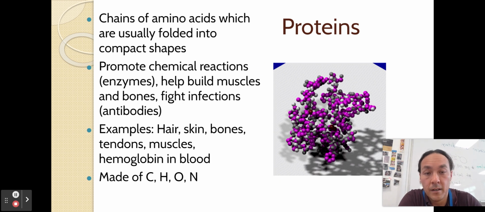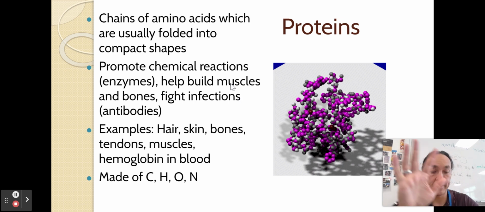All right. Proteins are made of carbon, hydrogen, and oxygen, which carbohydrates and lipids are, and then the addition of nitrogen and sometimes sulfur as well. So CHON. Amino acids are the monomer of a protein. They are the building block. They are the single Lego, and they combine together to make the polymer.